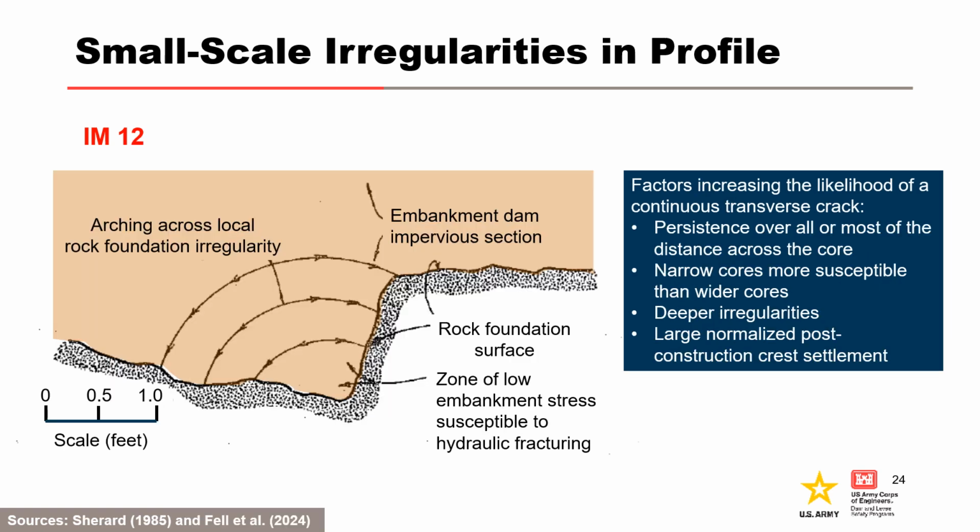IM12 is for small-scale irregularities in the foundation of the core, like steps, benches, or depressions in the foundation, that can lead to cracking or low stresses conducive to hydraulic fracture. There are also examples of these irregularities being formed by constructing haul roads across the core and steps in slope correction concrete. For cracking or low stresses to occur, the small-scale irregularities need to be persistent over all or most of the distance across the core. Therefore, narrow cores are more susceptible than wider cores. The steps, benches, or depressions need to be greater than about 5% of the embankment height, and normalized post-construction crest settlement needs to be greater than about 1%.